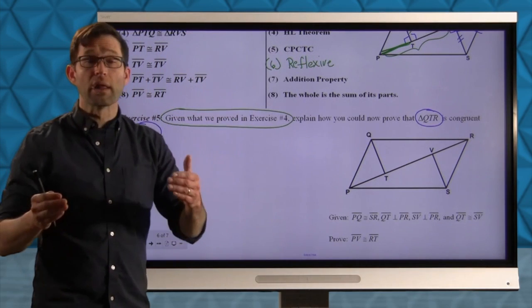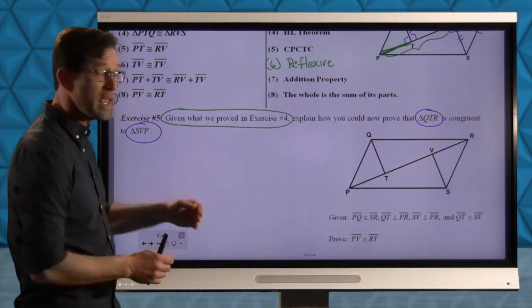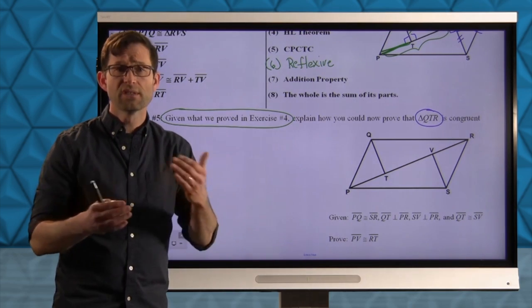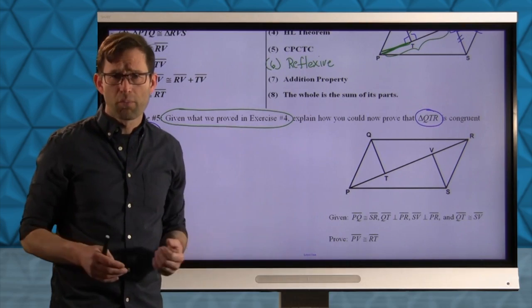So this could make for an even longer proof, right? I mean, that last one was 8 lines long. This thing could go 15 lines, all right? We'll see some in the next lesson that are pretty long. Hopefully not 15 lines long, but they're pretty long.